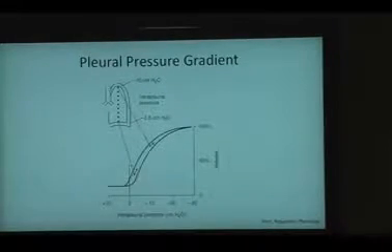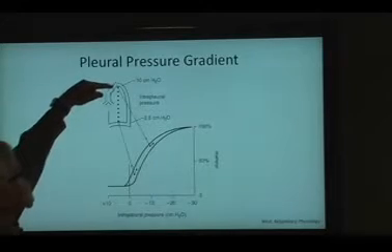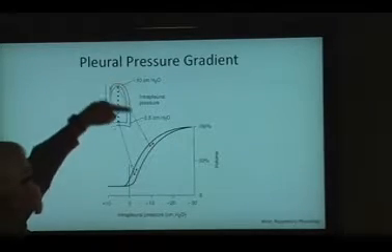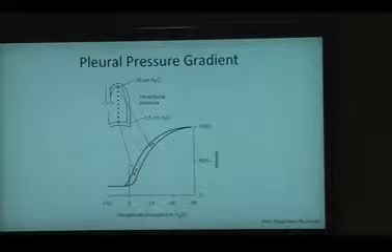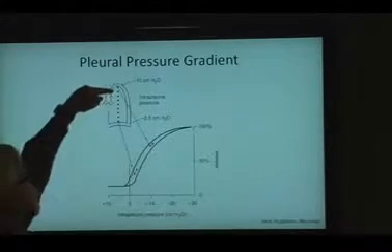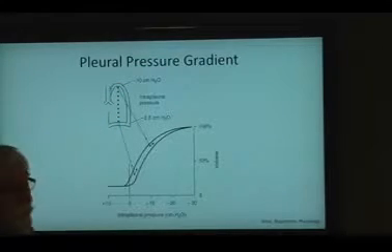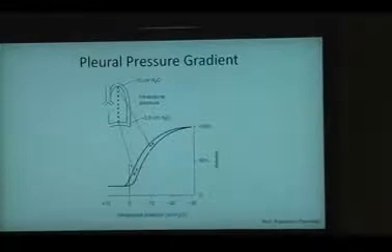Now it turns out that in the thorax there is a pleural pressure gradient. What that means is that the pleural pressure, which is negative, is not evenly distributed throughout the thorax. The pleural pressure is more negative at the top of the lungs than it is at the bottom of the lungs. Or in an upright position, the pleural pressure is more negative at the apex than it is at the base. So there are several consequences of that.